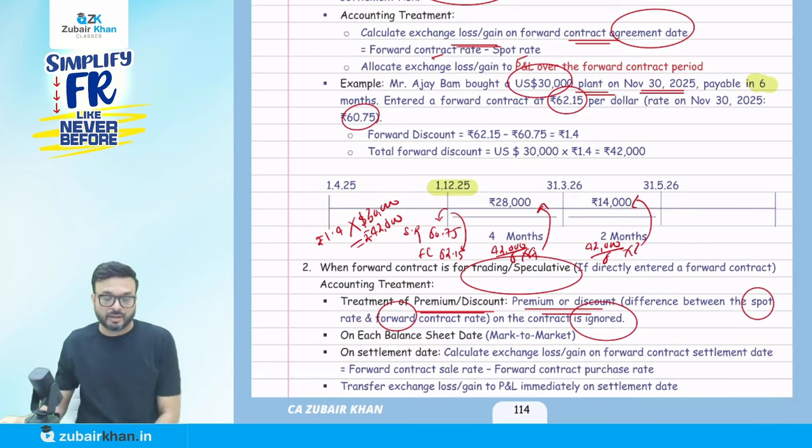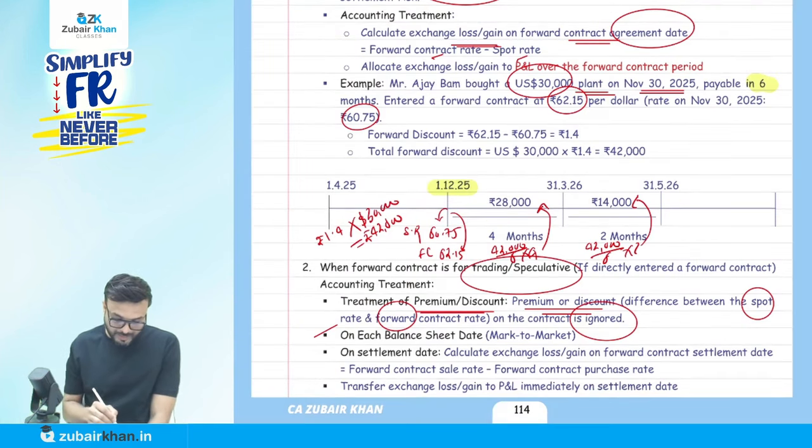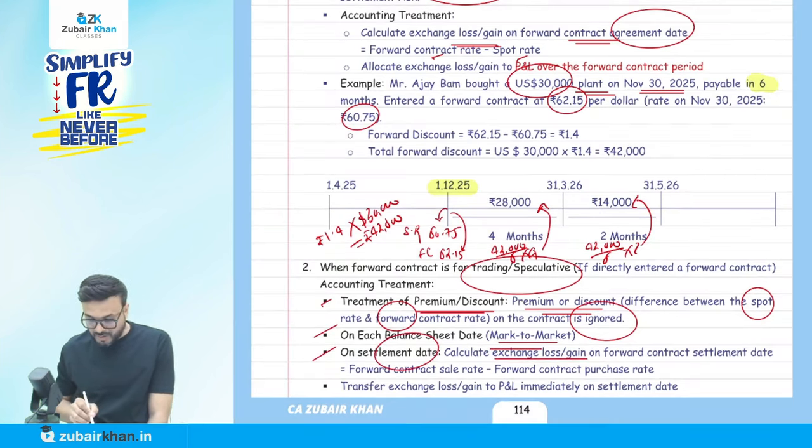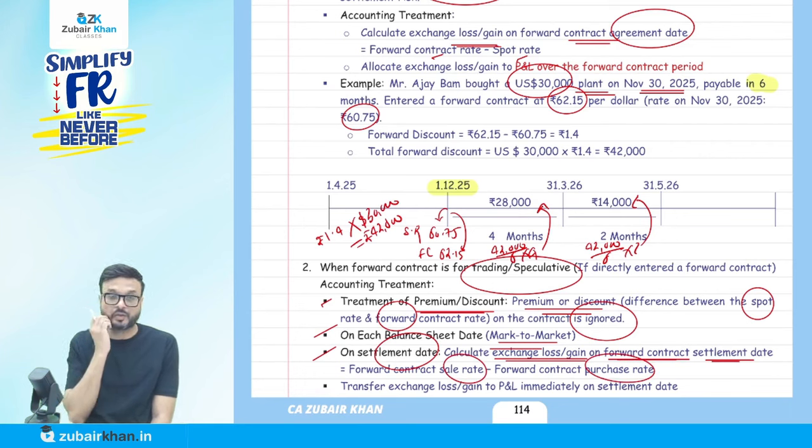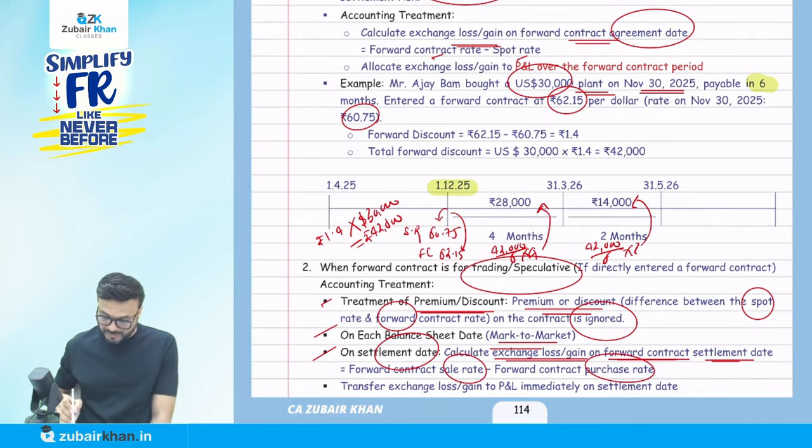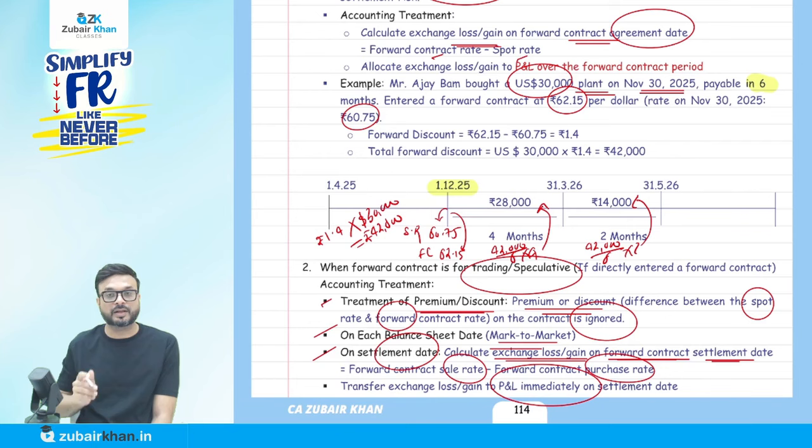That's it. Okay. Now they say if in between, balance sheet dates come, we just have to mark to market value. But on the settlement date, the calculated exchange gain or loss on the forward contract settlement date, the difference between the forward contract sale rate and forward contract purchase rate, will be recognized immediately in the profit and loss account.